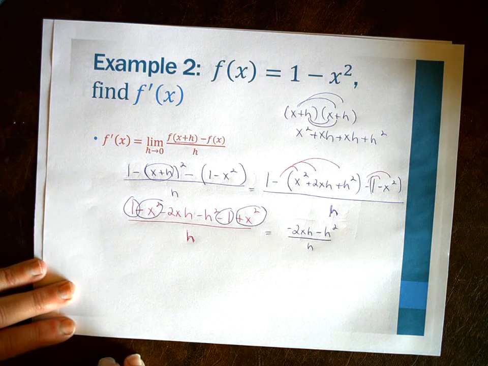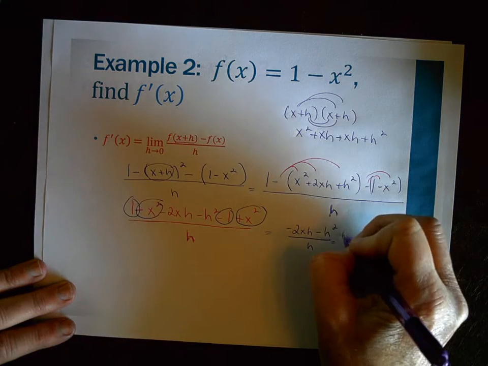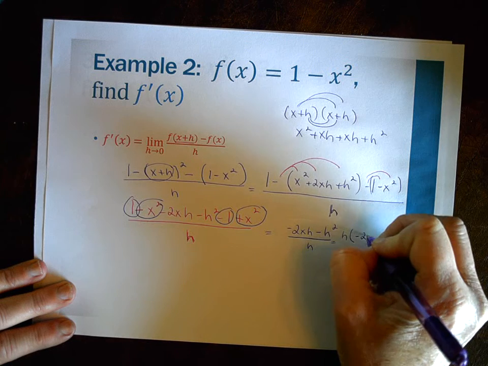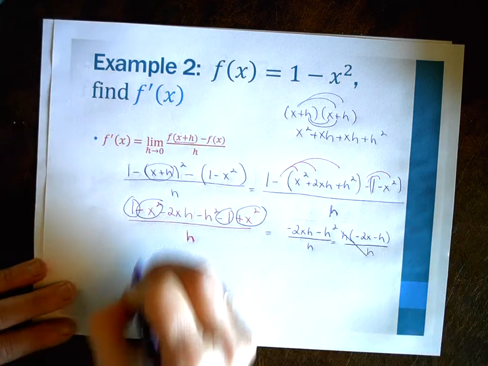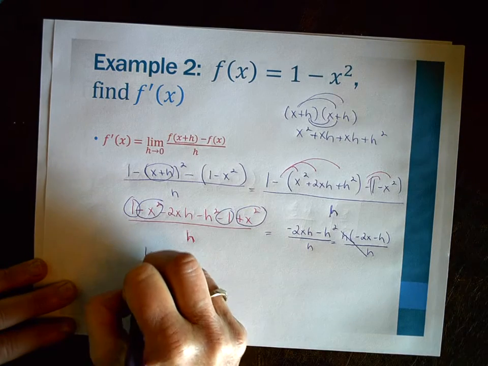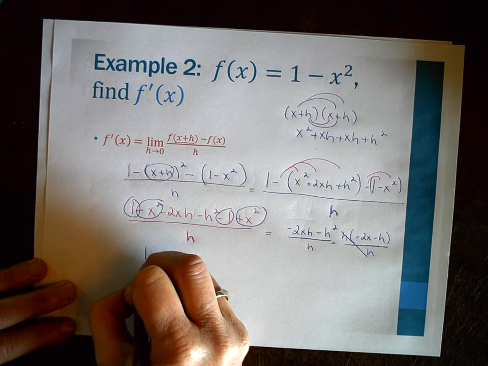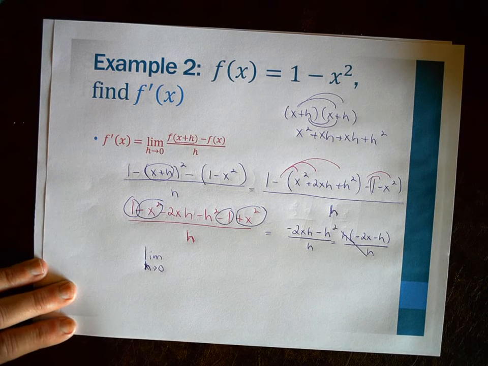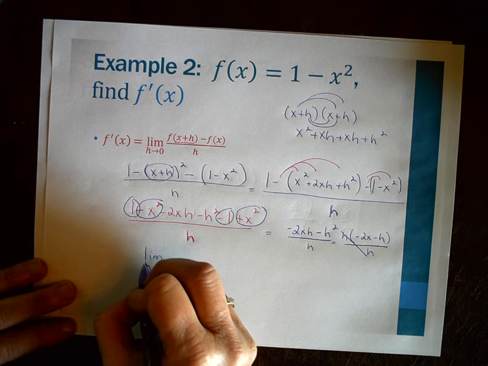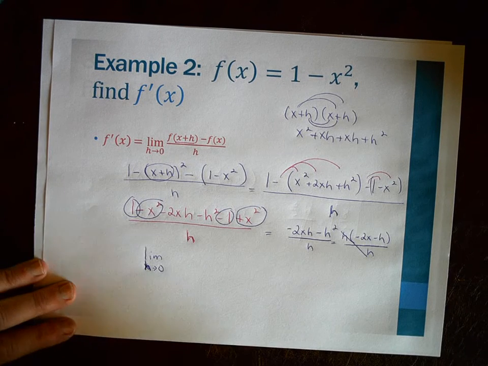Okay, so now I'm going to take out a GCF because they both have an h, and I'm going to cross-cancel. So what I have left now is the limit as h approaches 0, not x. H approaches 0, and it really doesn't matter if you use delta x or h, because you might see delta x show up. It's the same thing, it's just a variable.